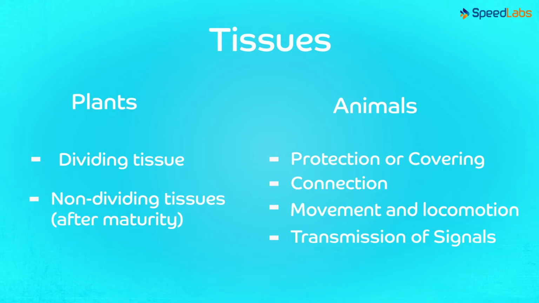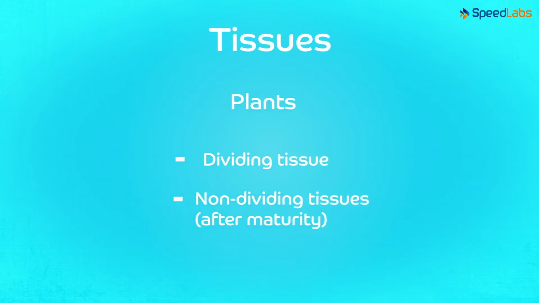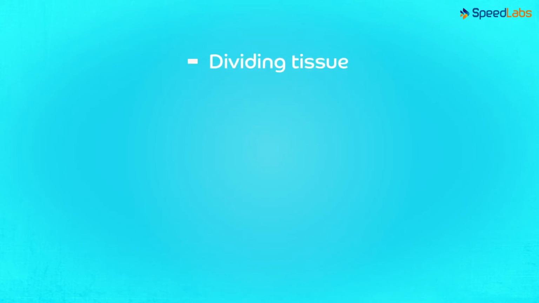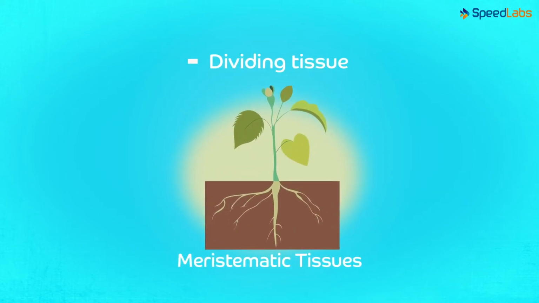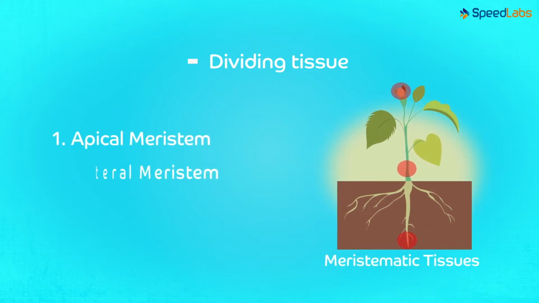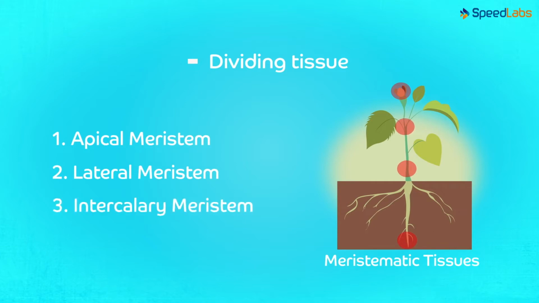So now let's have a quick glance at these tissues found in both plants and animals. Beginning with plant tissues first, we classify them based on their dividing and non-dividing nature. The ones that constantly divide throughout the life of plants are called the meristematic tissues. These help in the growth of plants in various ways. Depending upon the location, we classify meristematic tissues as apical meristem, lateral meristem, and intercalary meristem.